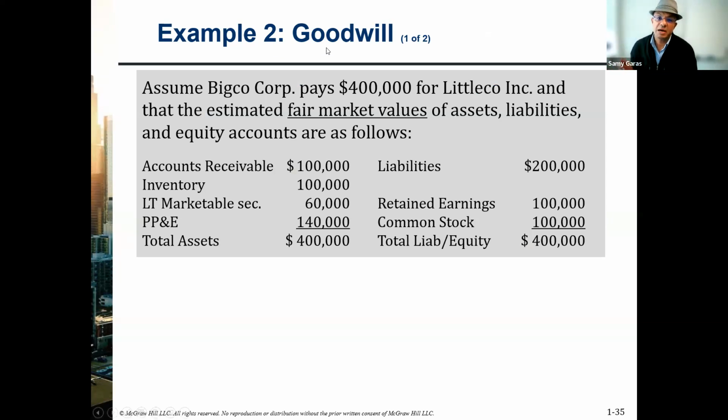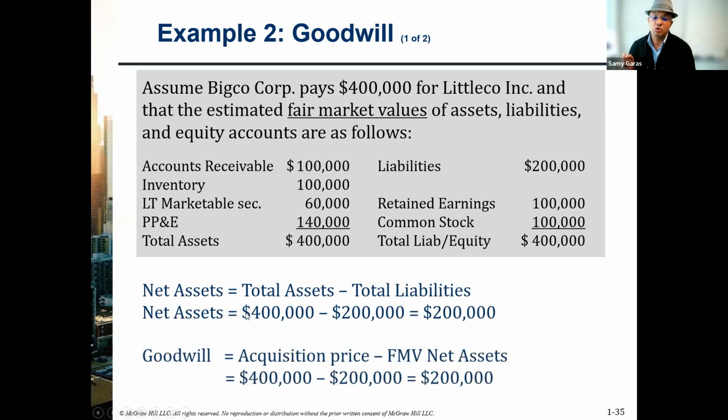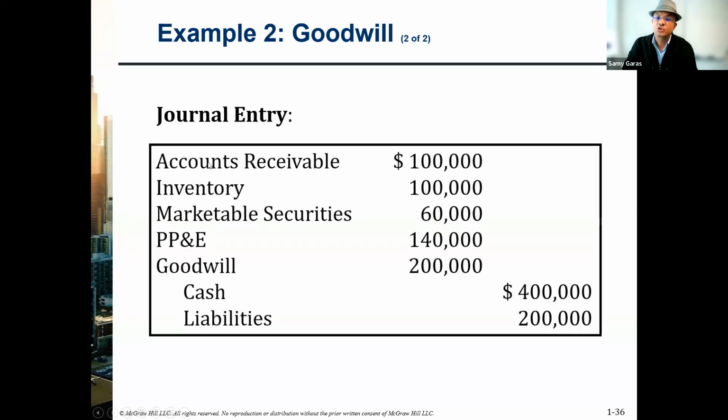Here we assume Big Company pays $400,000 for Little Company, and the estimated fair market value of the assets is as follows. We have total assets of 400 and liabilities of 200. So the net identifiable assets are 200, which is the difference between 400 and 200. And the goodwill will be 200 because we paid 400 cash. So 400 minus the net identifiable assets is the goodwill. So we debit all the assets, debit the goodwill, and credit the cash and the liability.